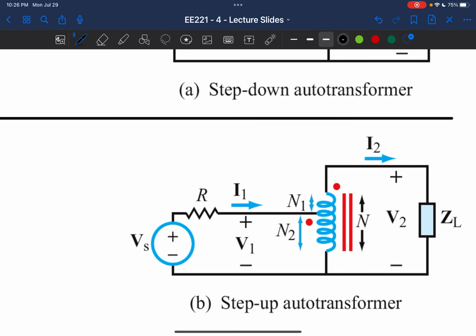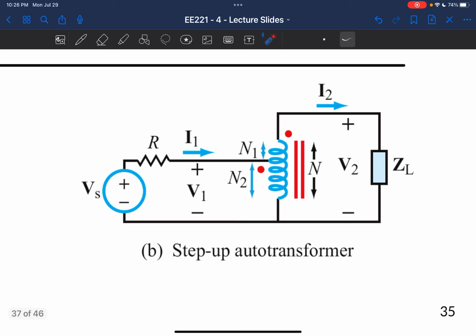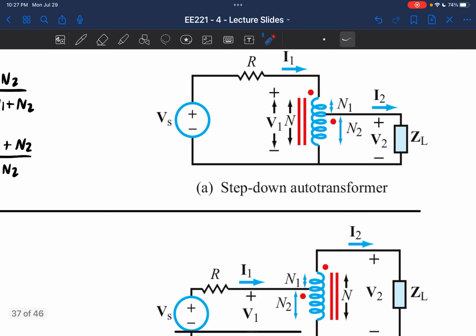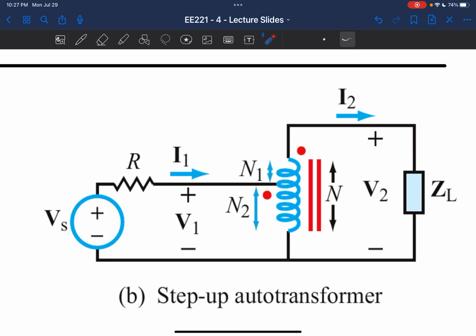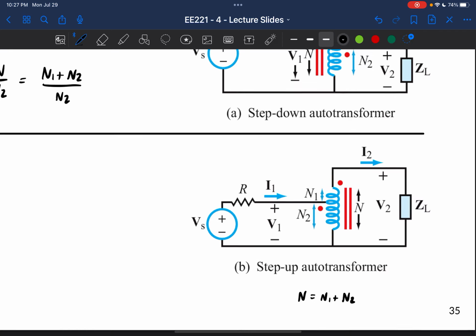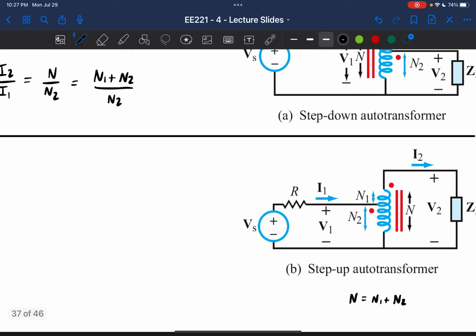How about the step up autotransformer? Basically the same thing going on here with the turns. We can still see that the total number of turns N is on the secondary, and it's N1 plus N2. Again, they're showing you that N1 is here and N2 is here, and that total number of turns is now our secondary, right? The full winding was our primary in the step down case, and now the full winding is our secondary in the step up case, right? Which makes sense because we have less turns here than we do here, so that should give us a step up voltage characteristic.